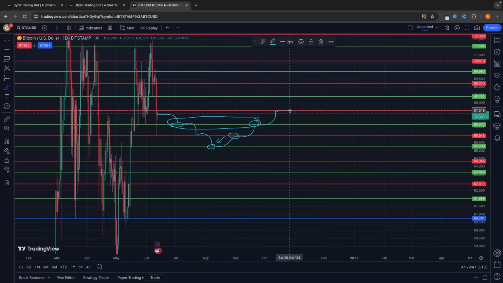Then if we continue to rise and go in the right direction, well, it's pretty simple. We're just going to buy here, we're going to sell here, we're going to buy here, we're going to sell here, and this goes on and on. So this can be a very effective trading strategy as everything is done on autopilot.